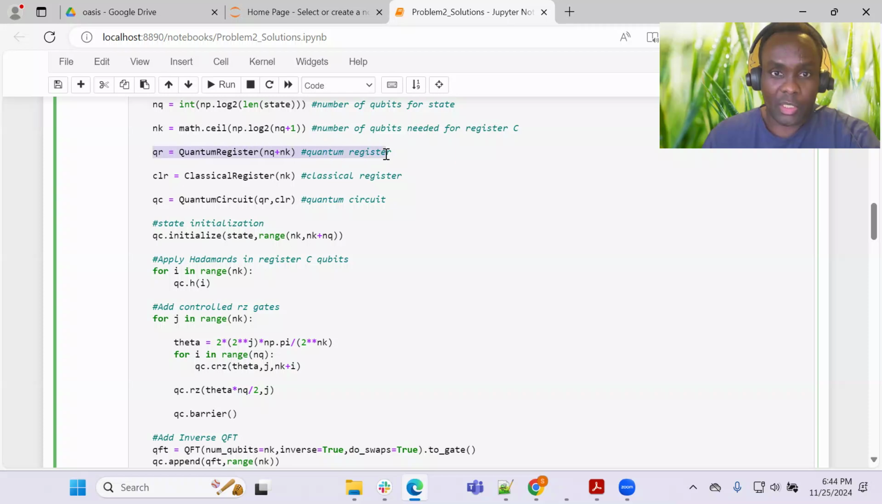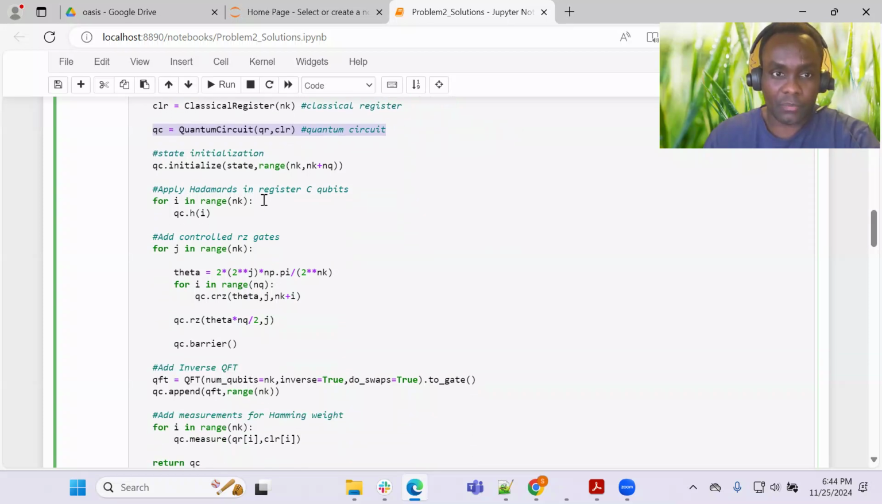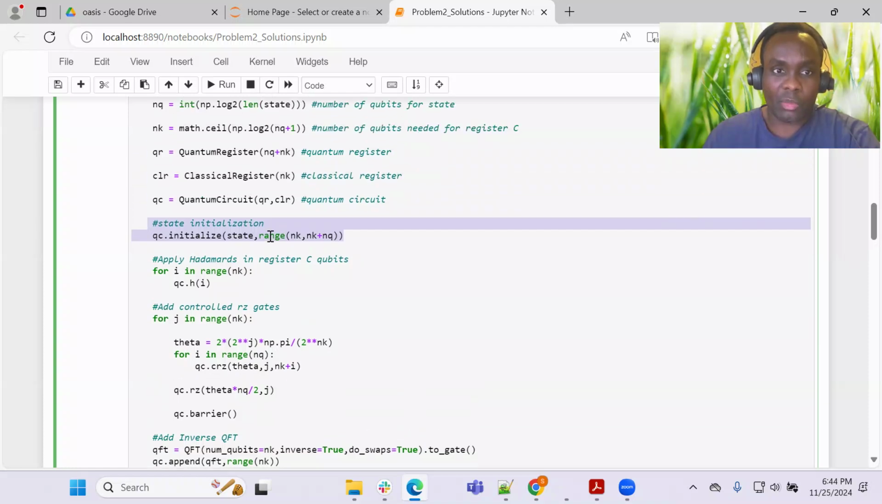I initialize the quantum register, and then I also initialize the classical register. The quantum circuit contains both the quantum register and the classical register. This step is for initializing the state, so you can use Qiskit's initialize. The range of the qubits is qubit nk through nk plus nq. Remember, the first nk qubits are for measurement.